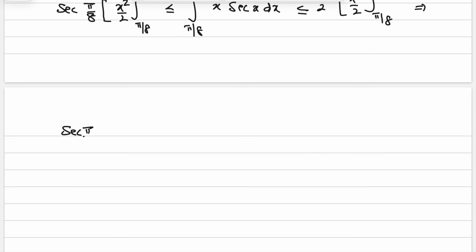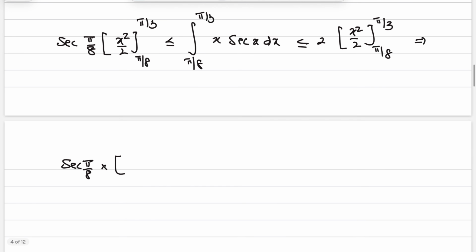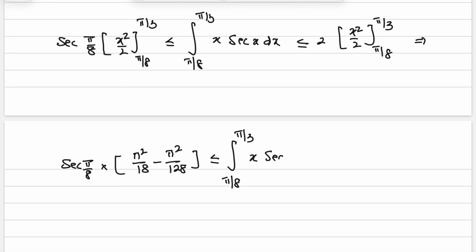Secant pi by 8 into x square by 2, that is pi by 3 whole square by 2, that is pi square by 18, minus pi by 8 whole square is pi square by 64, 64 into 2 is 128, pi square by 128 is less than or equal to integral pi by 8 to pi by 3 x secant x dx is less than or equal to 2 into pi square by 18 minus pi square by 128.